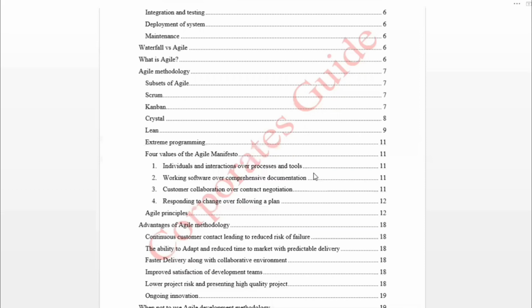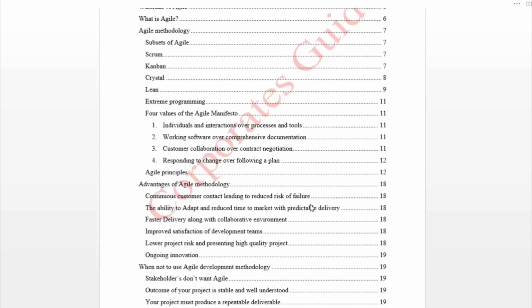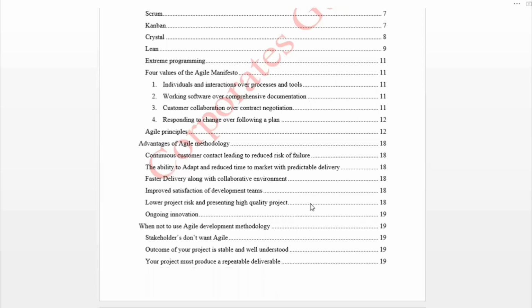Then after that, I will go through the four values of the Agile Manifesto for Agile project management. Then there are the Agile principles, which include the 12 principles that Agile uses. Then we will discuss briefly the advantages of Agile methodology, what advantages it gives the software developer and the software development team. After that, we will also discuss when the Agile development methodology is not to be used and a different kind of methodology should be used instead of Agile.